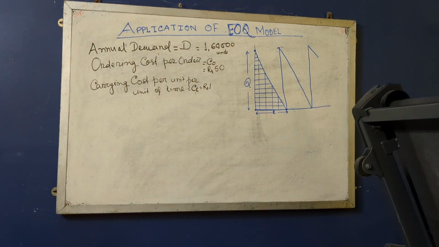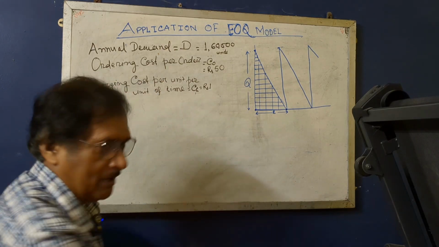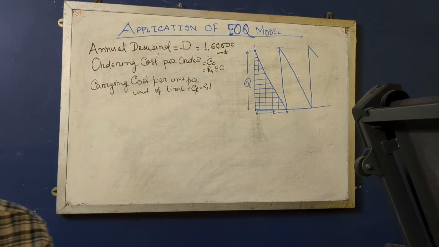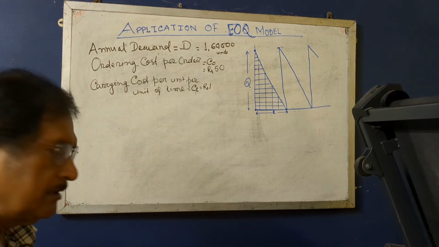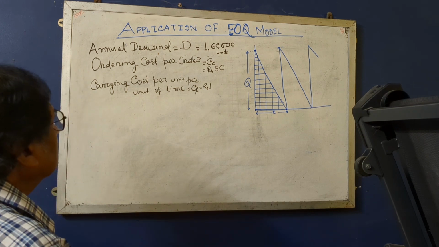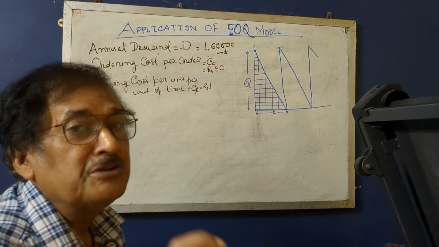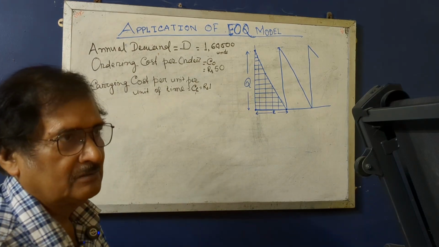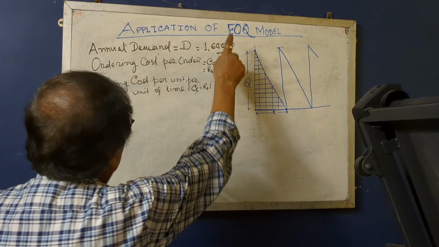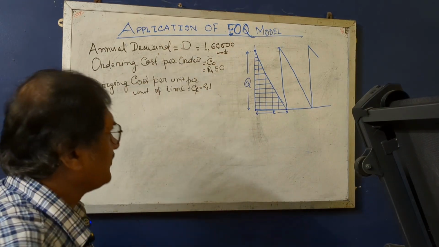So before going to solve this problem, I want to discuss in brief the EOQ model. Though I have already done a separate video, I will keep the link of that video. To get the detailed idea, you see that video. Now, the basic assumption of this model is demand is known. Demand is deterministic, not probabilistic. That means you know what the demand is. In this case, it is given 1,60,000 units per annum, and it is noted by D.